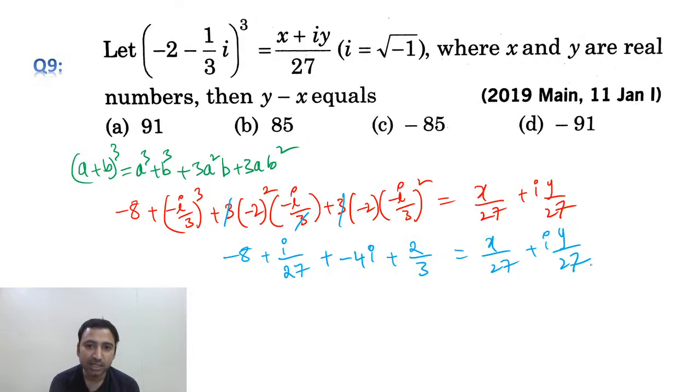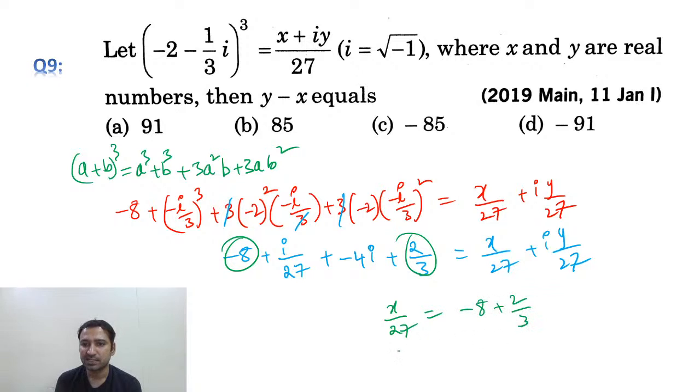Clear? Now compare real parts and imaginary parts, guys. So if we compare real parts and imaginary parts, let's see what we get. So we are getting x/27 is equal to the real part. What is the real part here? -8 + 2/3. This is the real part. Same way, the imaginary part is what, guys? The imaginary part is equal to, tell me how much we get? 1/27 - 4.